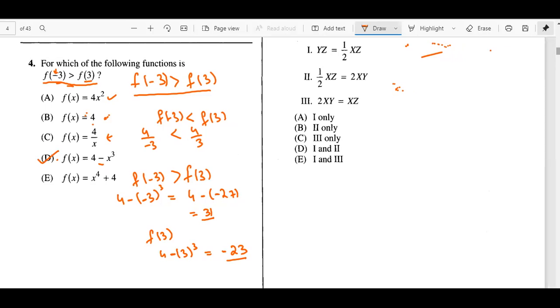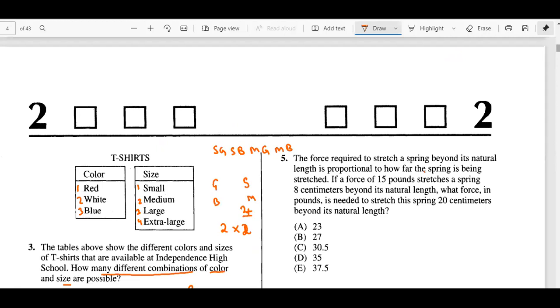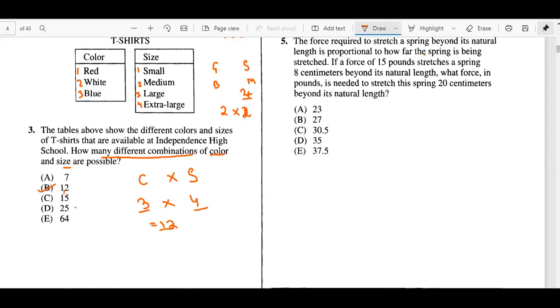Let's talk about the fifth question now. So the force required to stretch a spring beyond its natural length is proportional to how far the spring is being stretched. So the force is proportional to how far the spring is being stretched. If a force of 15 pounds stretches a spring 8 centimeters beyond its natural length, right?